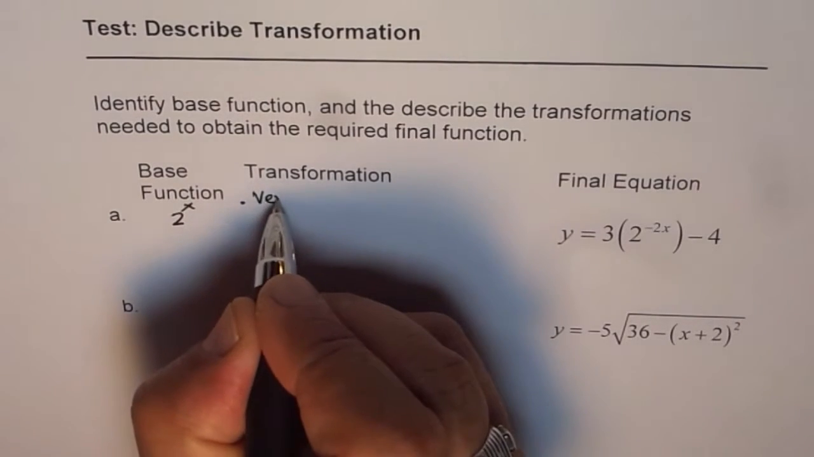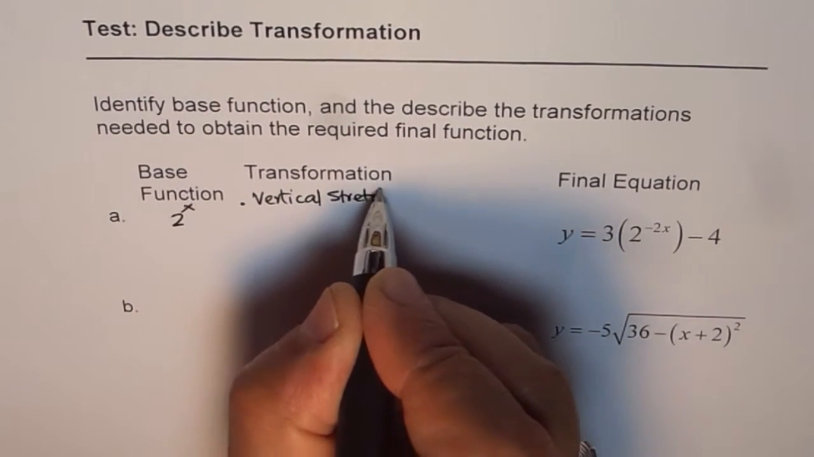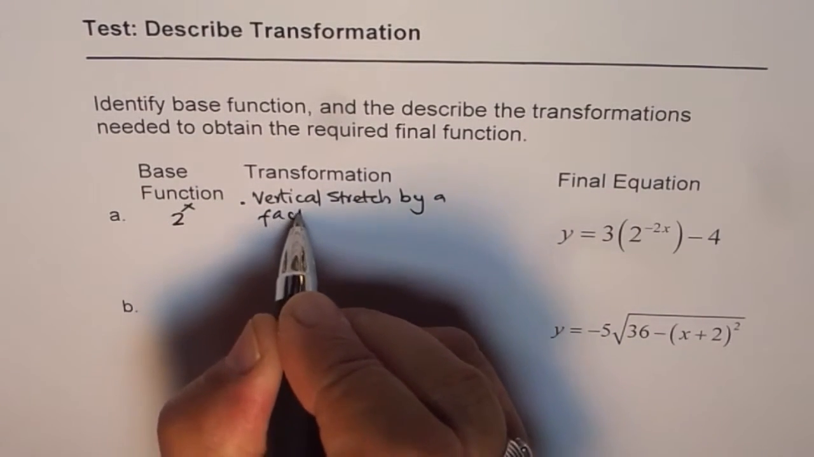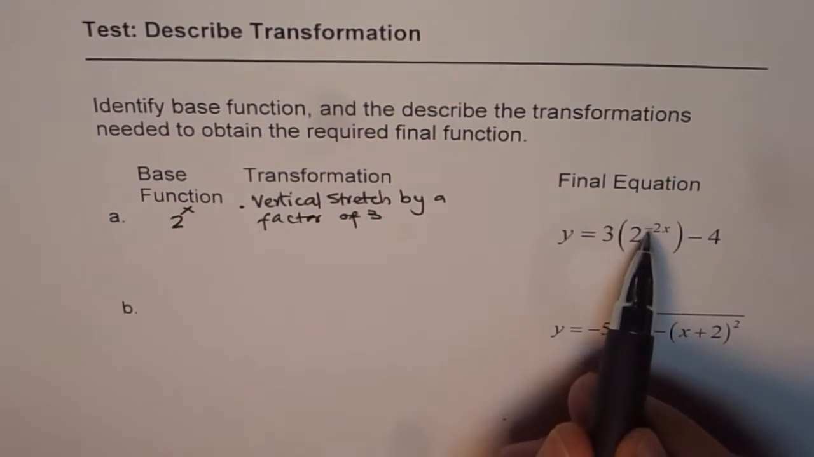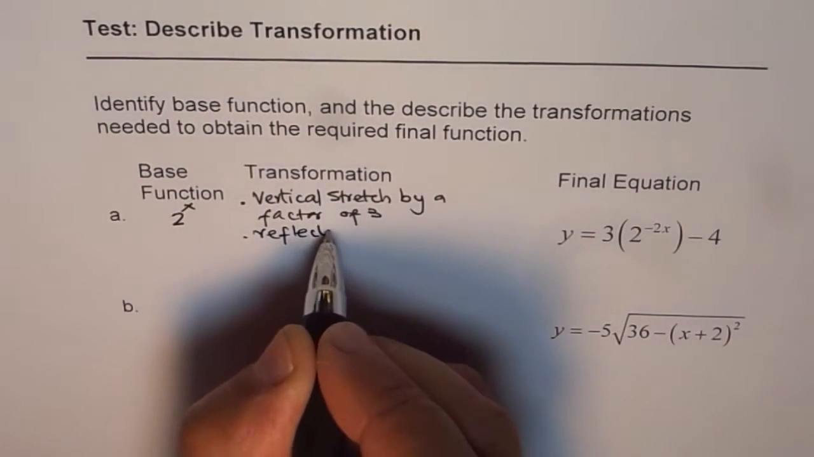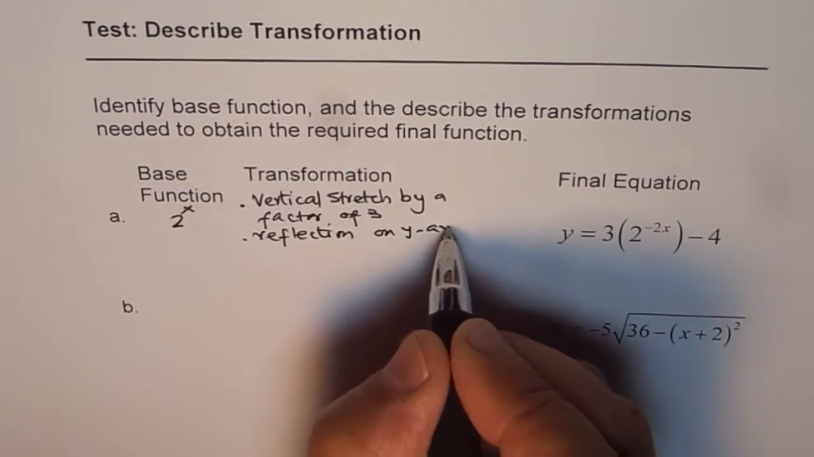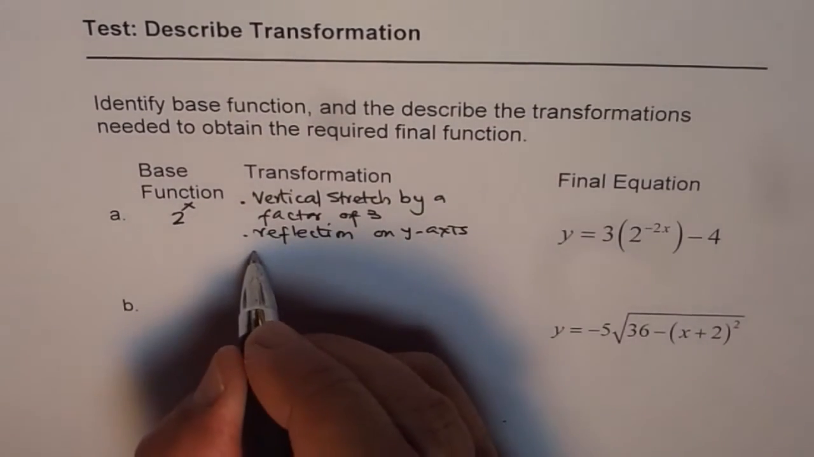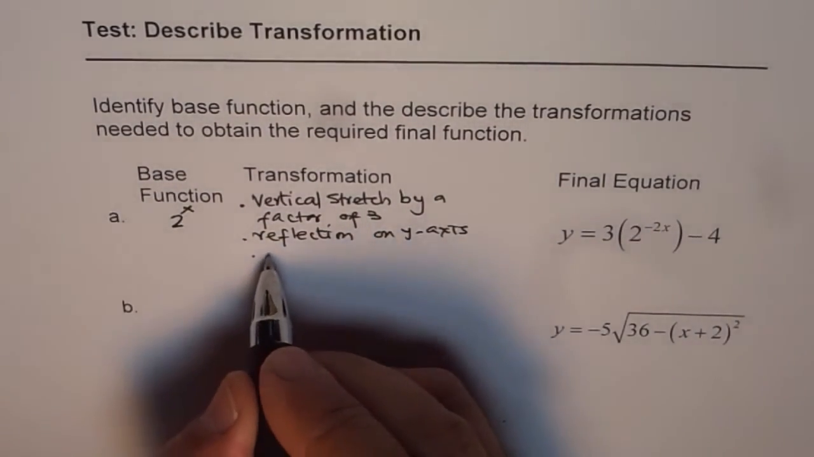That is vertical stretch by a factor of 3, right? And then inside we have a reflection. So this is a horizontal reflection, so it's a reflection on the y-axis. The number 2 here is greater than 1, which indicates it's a horizontal compression by a factor of half.